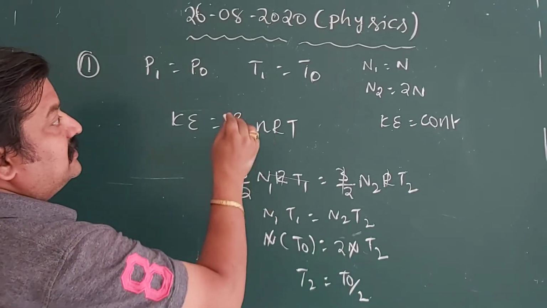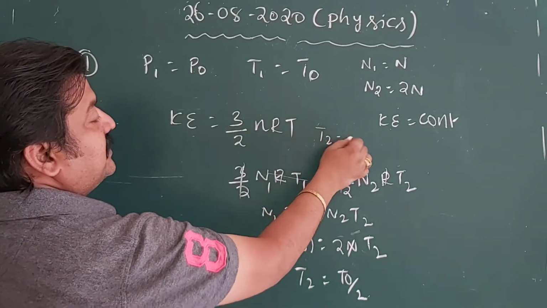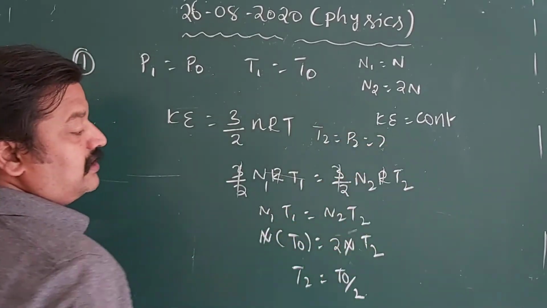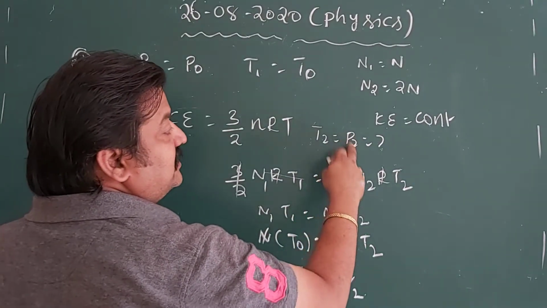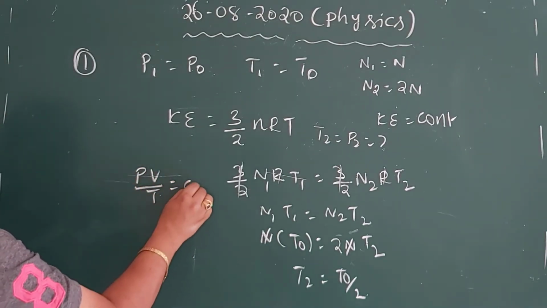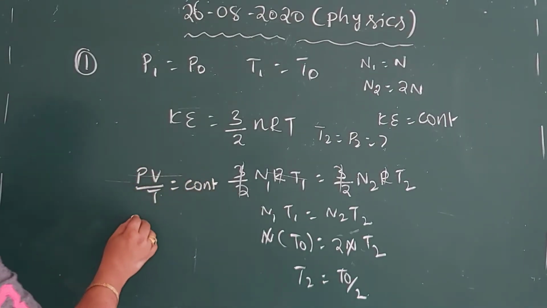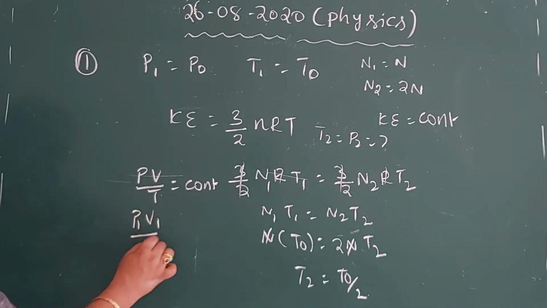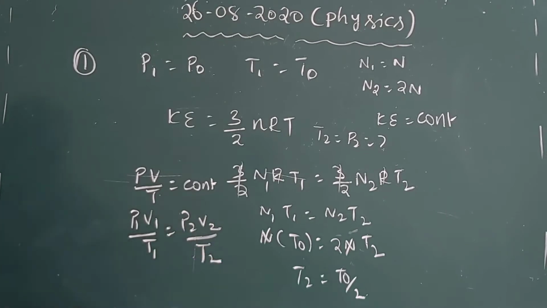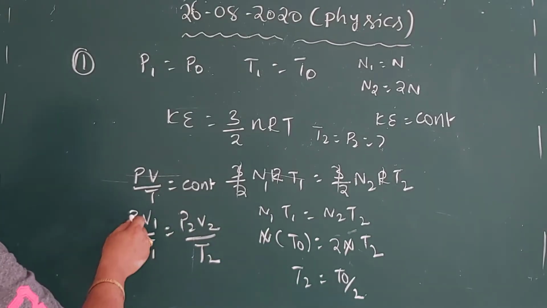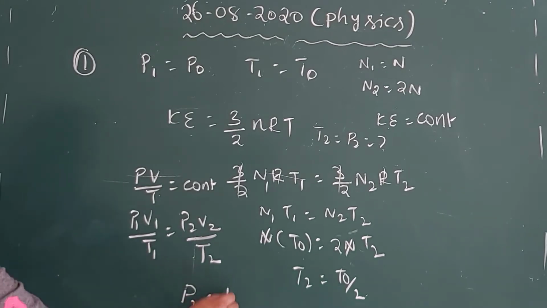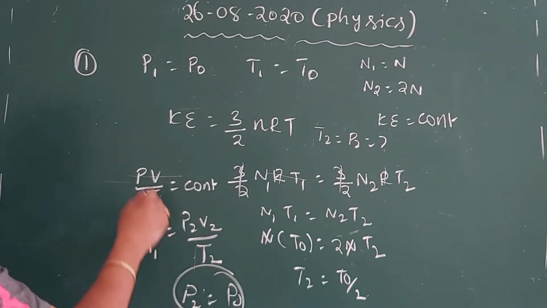They asked final temperature T2 and final pressure is equal to question mark. Now T2 is T0/2, let us see the final pressure. We know that PV/T is equal to constant. From this we can write P1V1/T1 is equal to P2V2/T2. Now as per that relation, if pressure, volume and temperature change, then final pressure P2 also equals initial pressure P1 based on the relation.